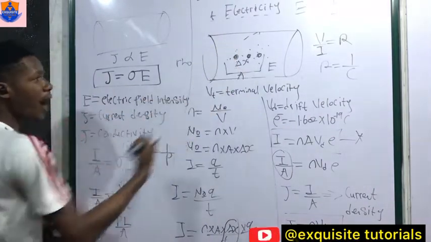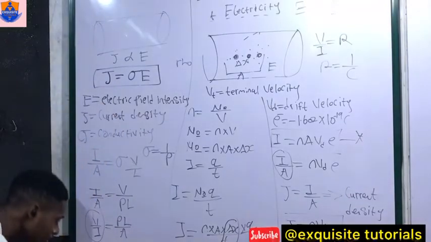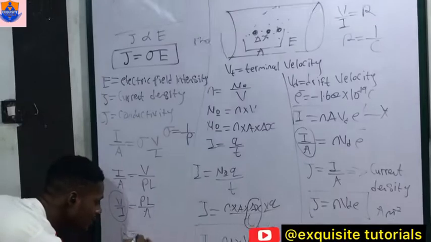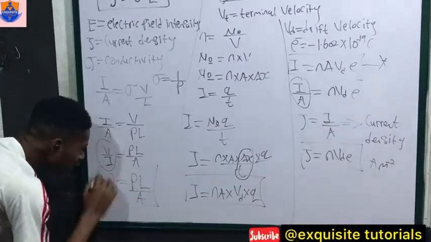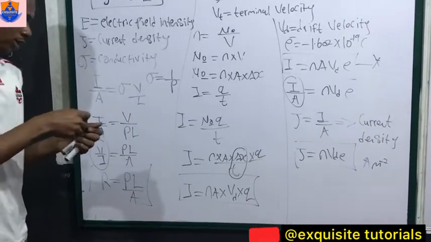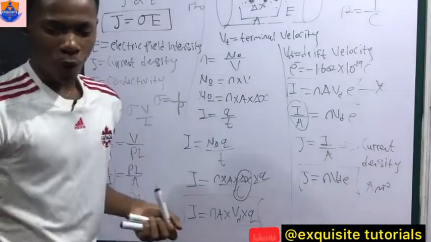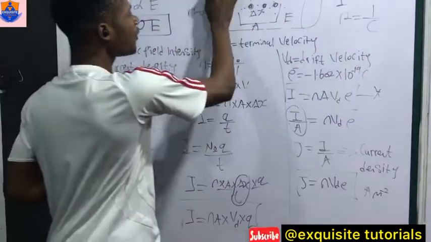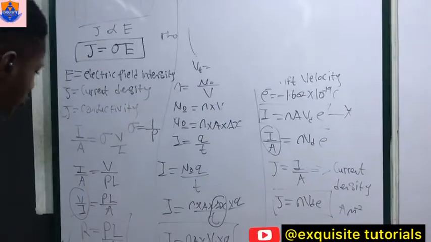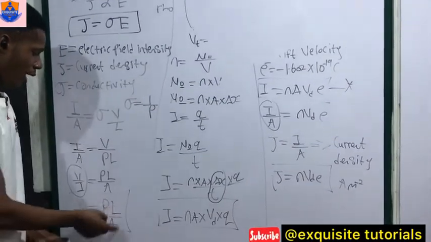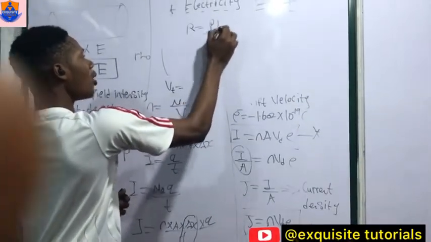Now, V over I is also a constant called resistance. So I can substitute and I will have resistance is equal to rho L over A. This is a very important formula. Now, this formula is actually applied in most of the machines and it has a very vast application. Resistance is equal to rho L over A.